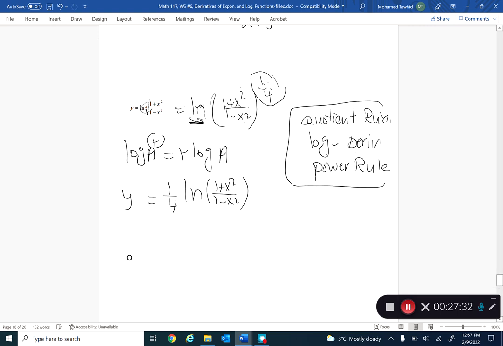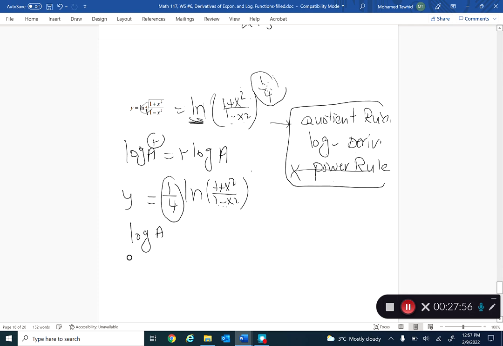Then when I put 1 over 4 in front, I get rid of power rules. So I'm not going to use power rules. Why? Because I don't have a bracket to the power n. Your n here becomes 1, just normal. So now we have a fraction, 1 plus x squared divided by 1 minus x squared. So what do you have? You have quotient rule, yes. So can I avoid quotient rule? Yes, you can. Which one?